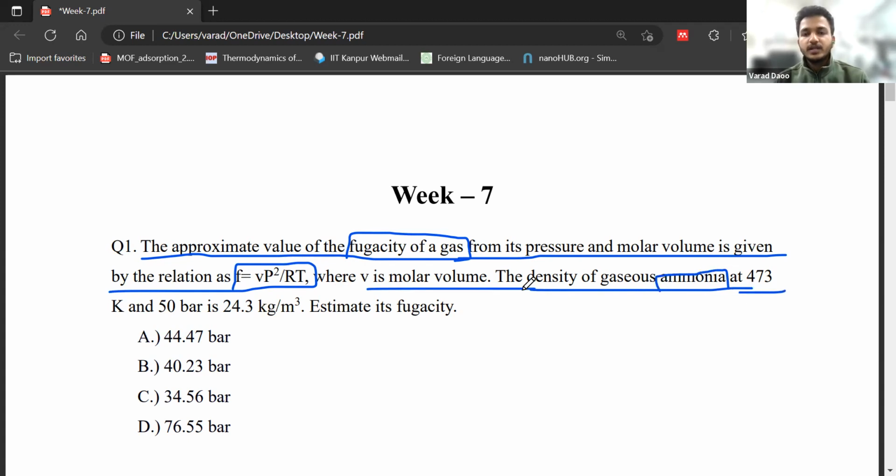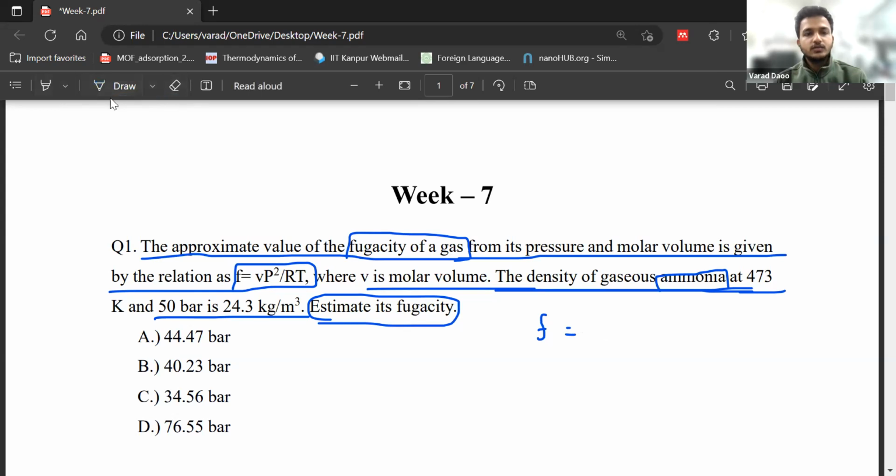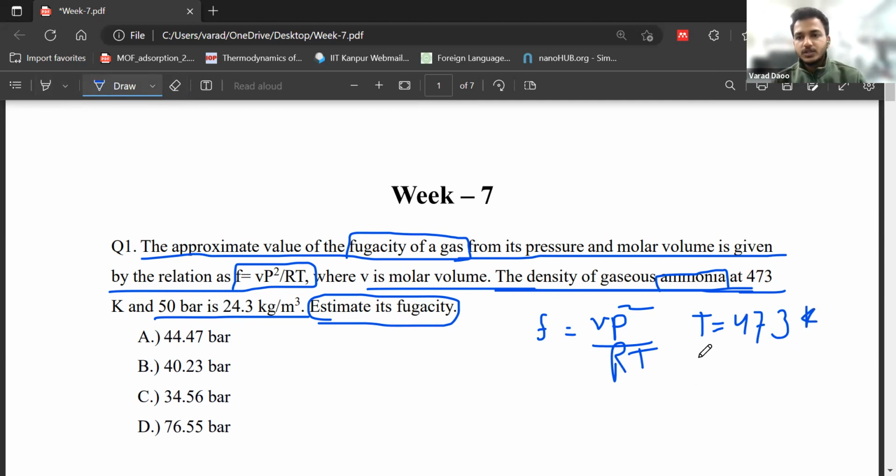What we are given is the density of ammonia at 473 Kelvin and 50 bar, which is 24.3 kg per meter cube. So what we want to find is to estimate the fugacity. Basically, we are given the expression for fugacity, which is F equals V into P square divided by R into T, where V is the molar volume, P is the pressure, R is the universal gas constant, and T is the temperature. We are also given that temperature is 473 Kelvin, and the pressure is 50 bar.